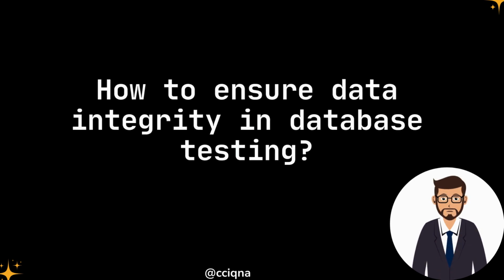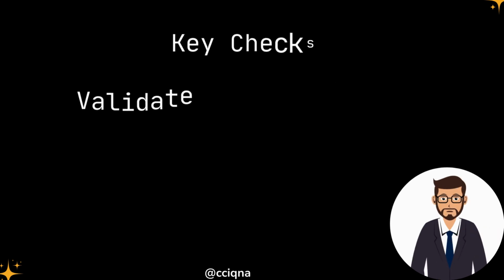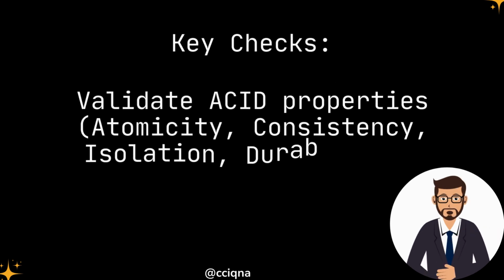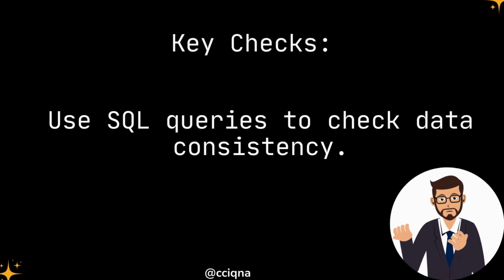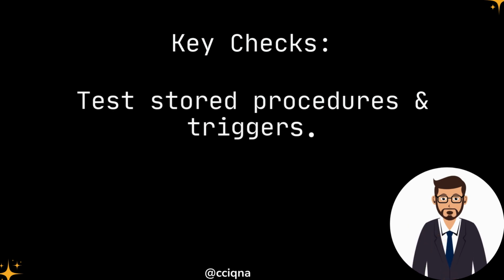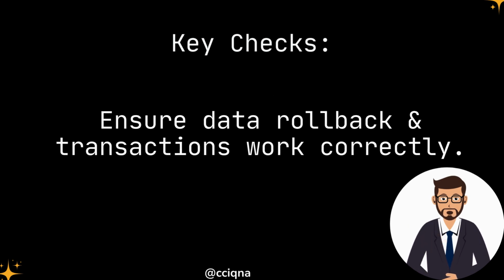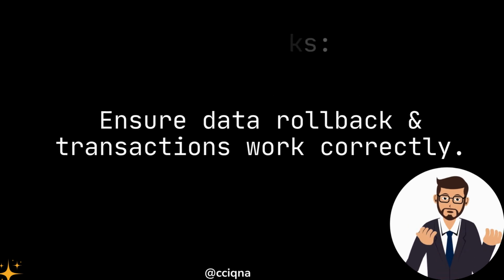Q7. How to ensure data integrity in database testing. Key checks. Validate ACID properties: atomicity, consistency, isolation, durability. Use SQL queries to check data consistency. Test stored procedures and triggers. Ensure data rollback and transactions work correctly.